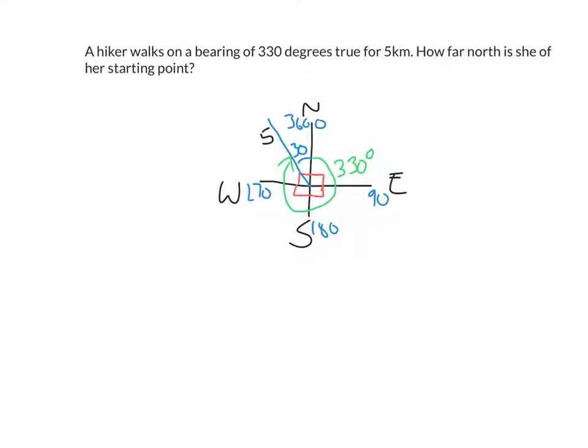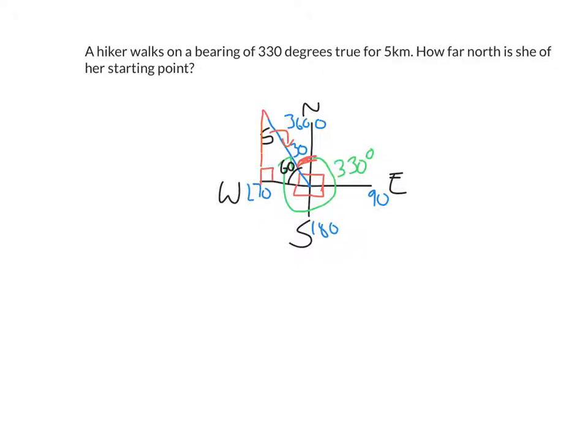Now we can turn this into a right-angled triangle, because the east-west axis meets the north-south axis at right angles. So that will be a right-angled triangle. So 5 is actually the length of the hypotenuse. So if this angle here were 30, this angle here just inside the triangle must be 60.